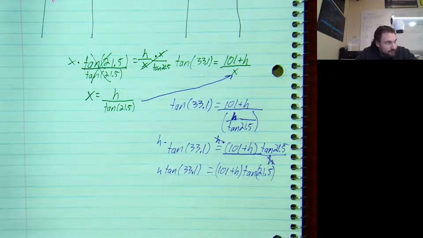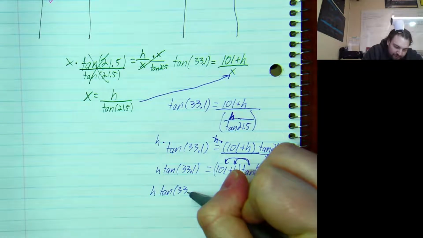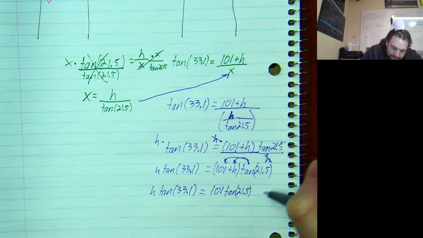Okay. If we multiply it in, here's what's going to happen. It's going to multiply in here, and it's going to multiply in here. So we're going to get h tan 33.1 equals 101 tan 21.5 plus h tan 21.5. Boom.